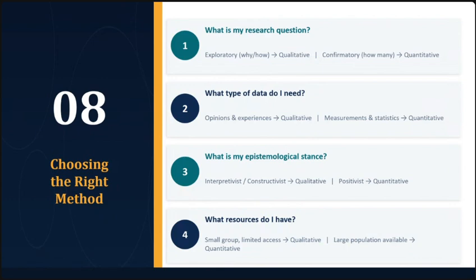And the second is the type of data. If the data type is opinion based, then we should choose qualitative method. And on the other hand, if the data type is number based, then we should choose quantitative method. And the third is the approach. If the approach is human understanding based, then we should choose qualitative method. And if the approach is measurement and facts, then we should choose quantitative method.